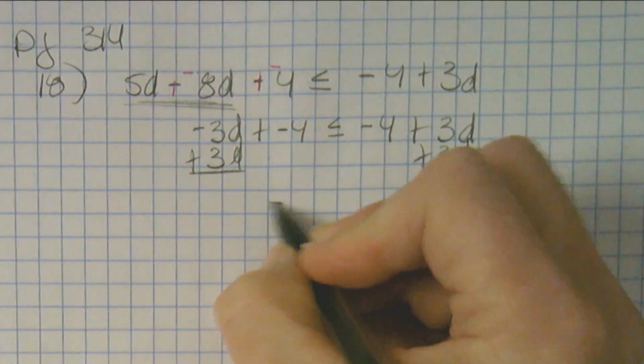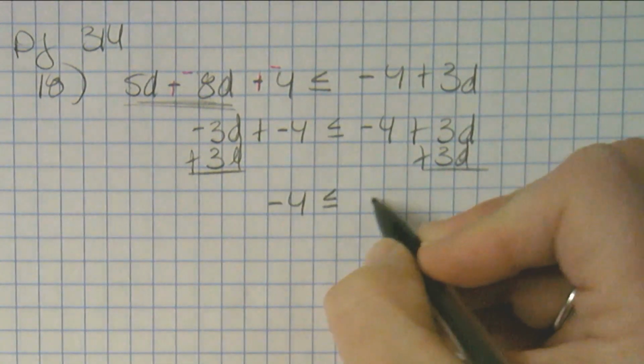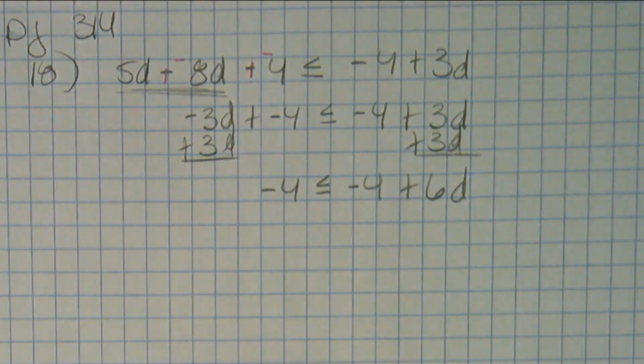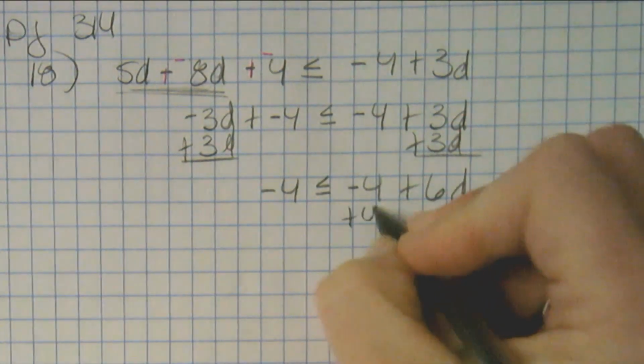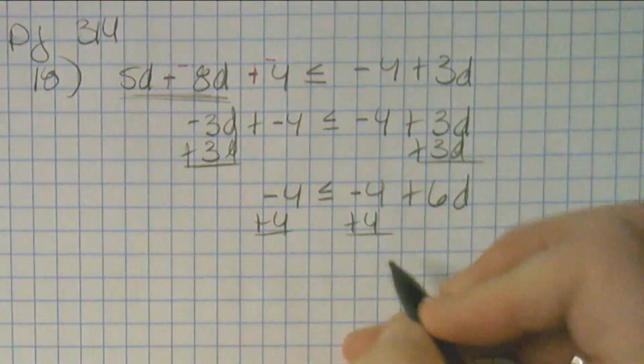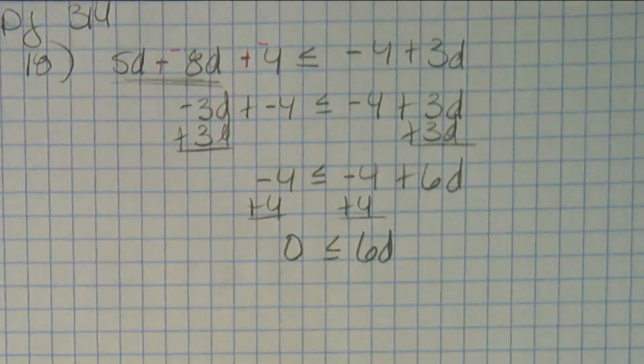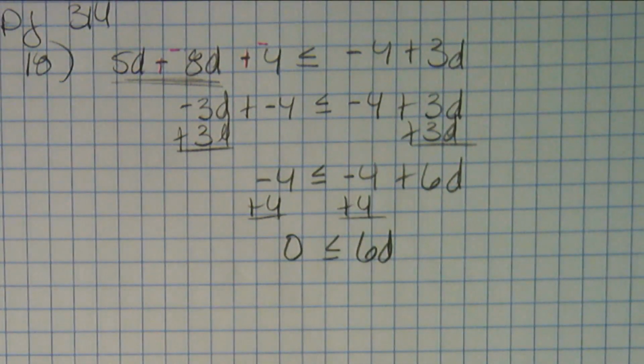So I end up with negative 4 is less than or equal to negative 4 plus 6d. Now I'm going to add a positive 4 to both sides. So I have 6d is on my right. I have 0 is on my left. All right, so I have 6d is greater than or equal to 0.